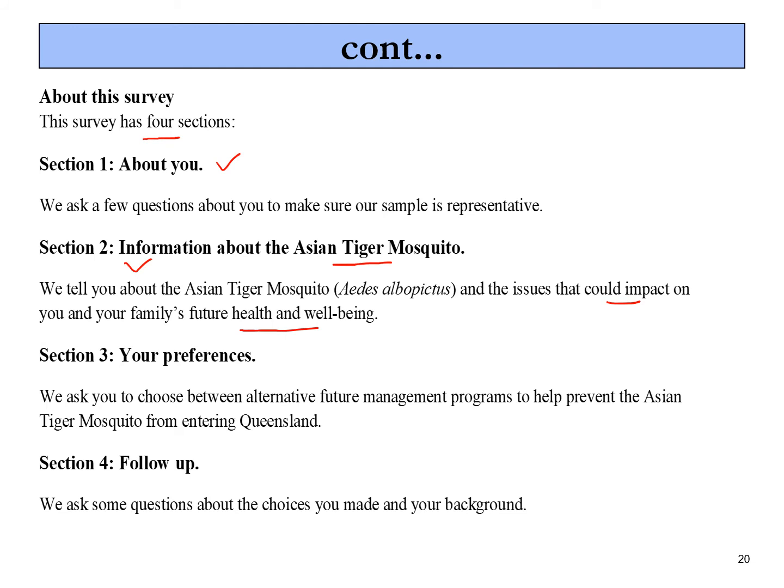And section 3, you have to ask about their preferences, in this case on the future management program to help prevent the Asian tiger mosquito from entering the Queensland area. And section 4, you have to ask the follow-up questions.